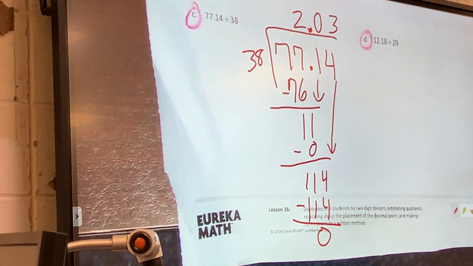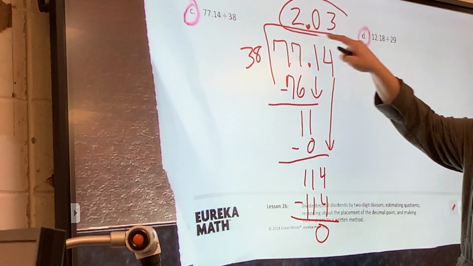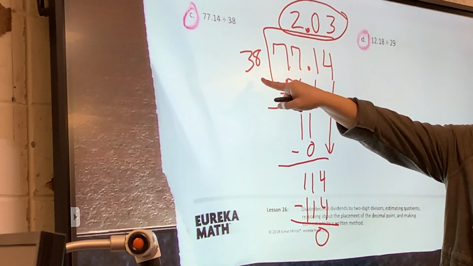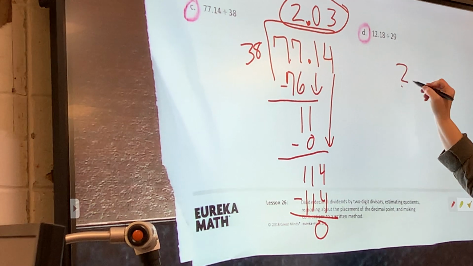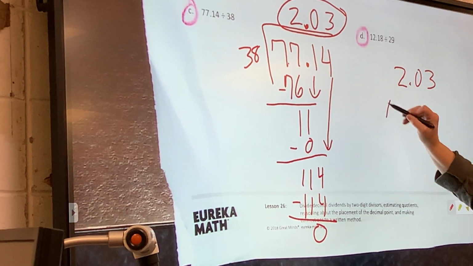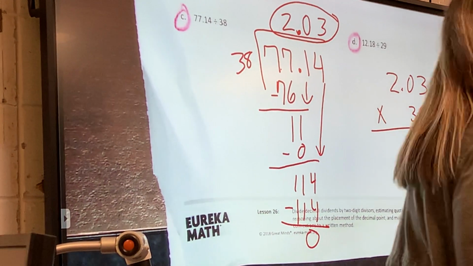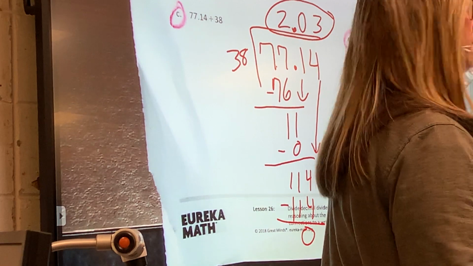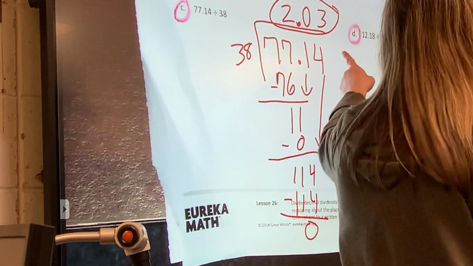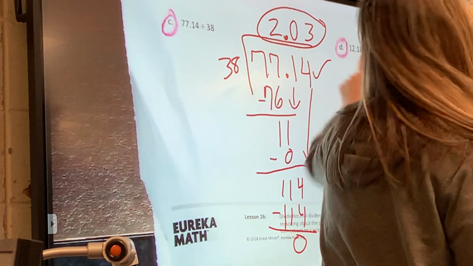If I'm going to check this, guys, if I'm going to multiply to check this, look this way. Everybody, I'm going to multiply my answer. This quotient times the what? The divisor. So I'm going to do 2 and 3 hundredths times 38. Okay? And what answer am I trying to get? I'm trying to get the dividend, the big number I started with, which is what? 77 and 14 hundredths. This is the number I'm trying to get.